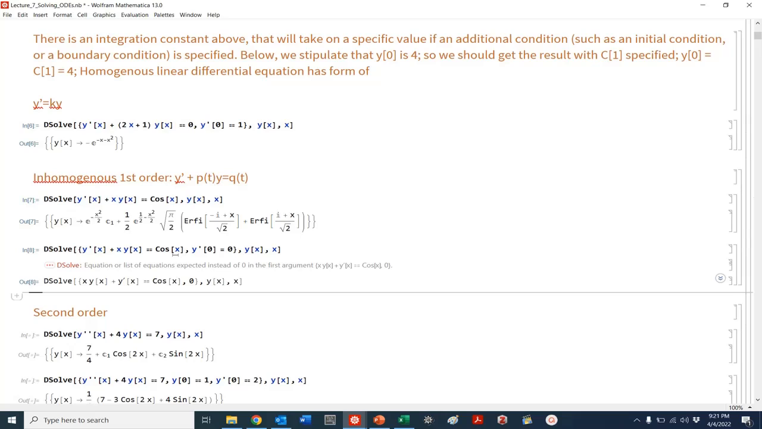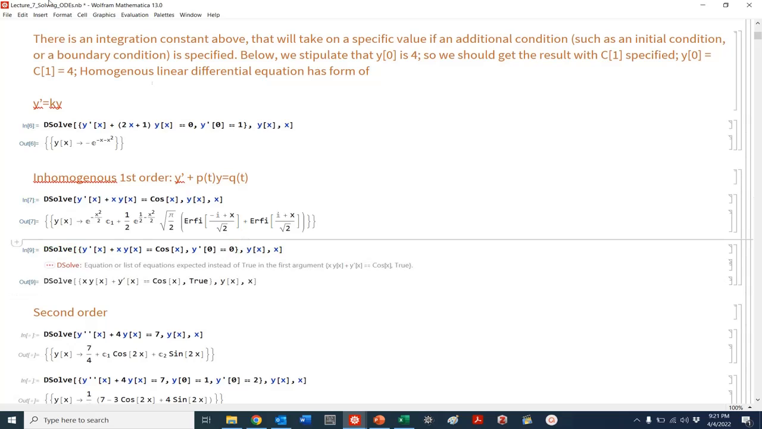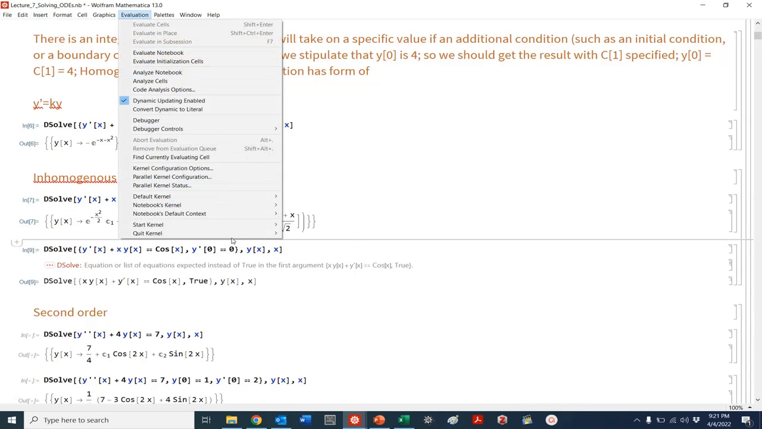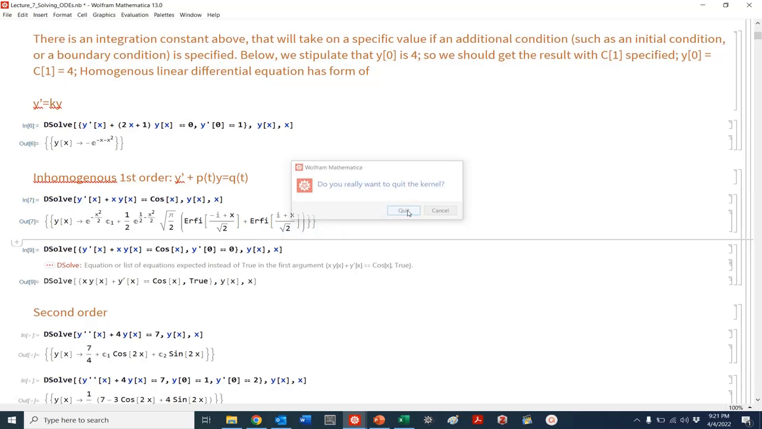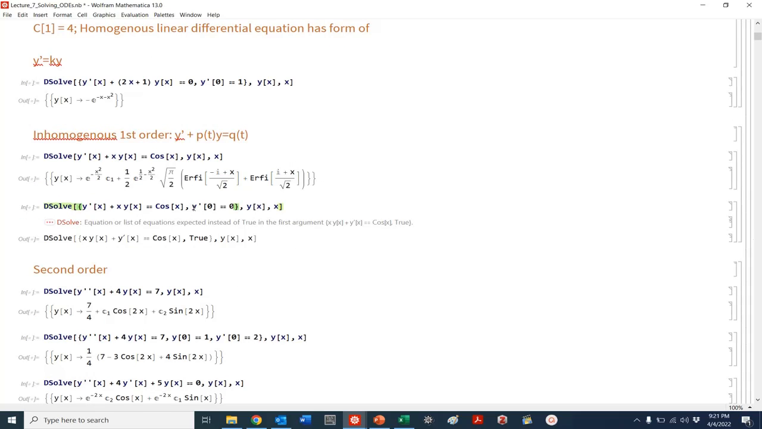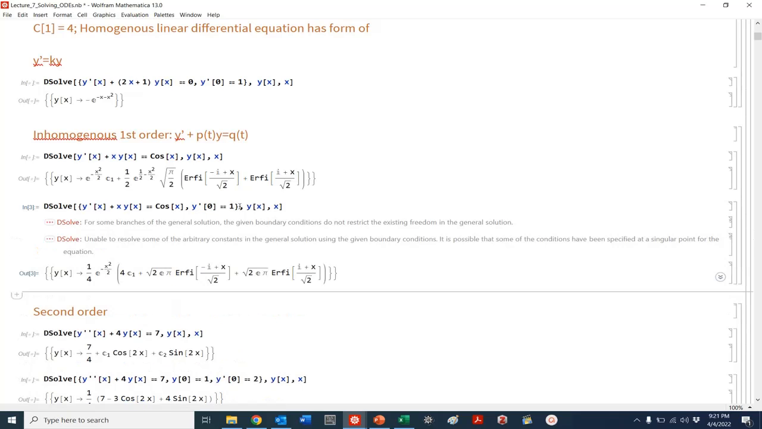Let's find the solution. Ooh, it does not like that. How about y prime? Oops. Oh, see here, I need to use the double equal sign. So let me quit the kernel, and then I can solve this one. Make sure you use that double equal sign. And here it still doesn't like it, giving an empty solution. How about y prime 0 equals 1?